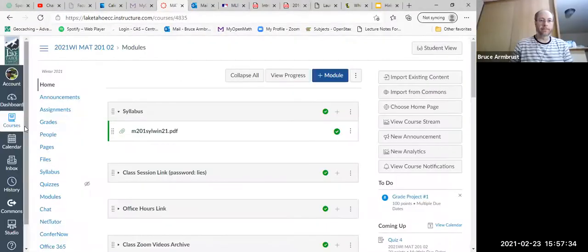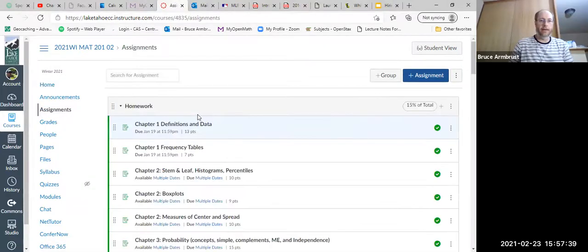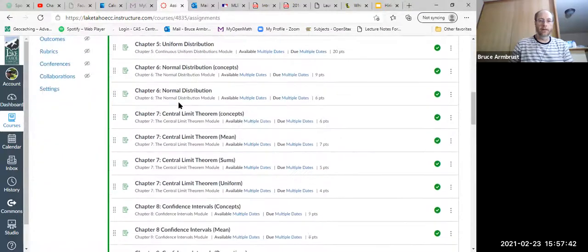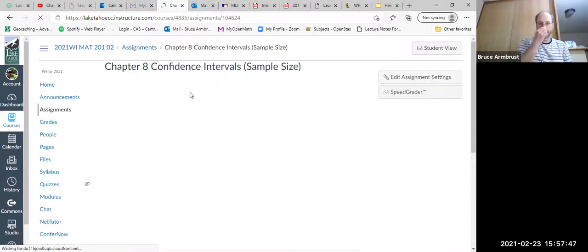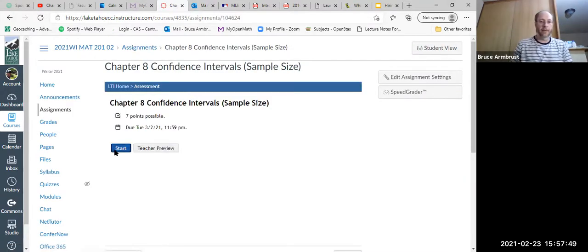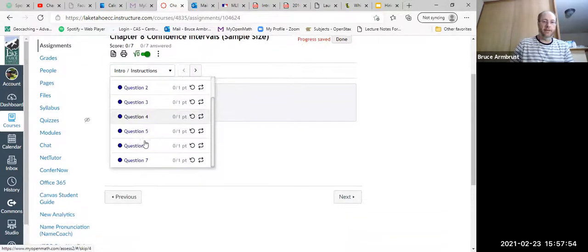All right, well, let me go ahead and share the screen again, and we'll go take a look at those homeworks. We'll start with the ones from chapter 8, and then we'll move to the ones from chapter 9. All right, so hopefully everybody can see my screen here. So confidence intervals, sample size. All right. I've got on my list 4, 6, and 7. So let's go see what those look like.